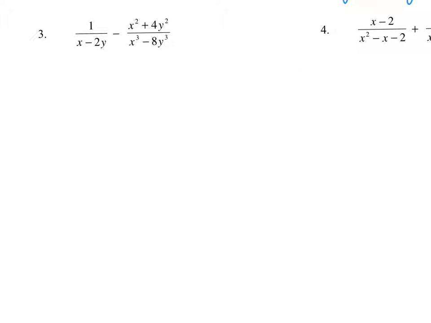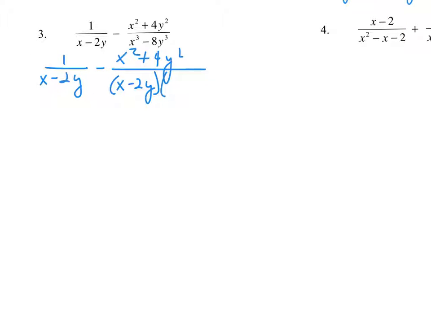All right, number 3 is pretty tough. We've got quite a bit of factoring to do before we get started. This term looks fine here, but I've got this cubic term here, and I know that's going to factor. So I'm going to rewrite this, and I'm going to put 1 over x minus 2y minus, and there's nothing I can do with the numerator. So I'm going to leave that as x squared plus 4y squared. But in the denominator, since that's a difference of cubes, I'm going to put x minus 2y, and that's going to be multiplied by x squared plus 2xy plus 4y squared right there.